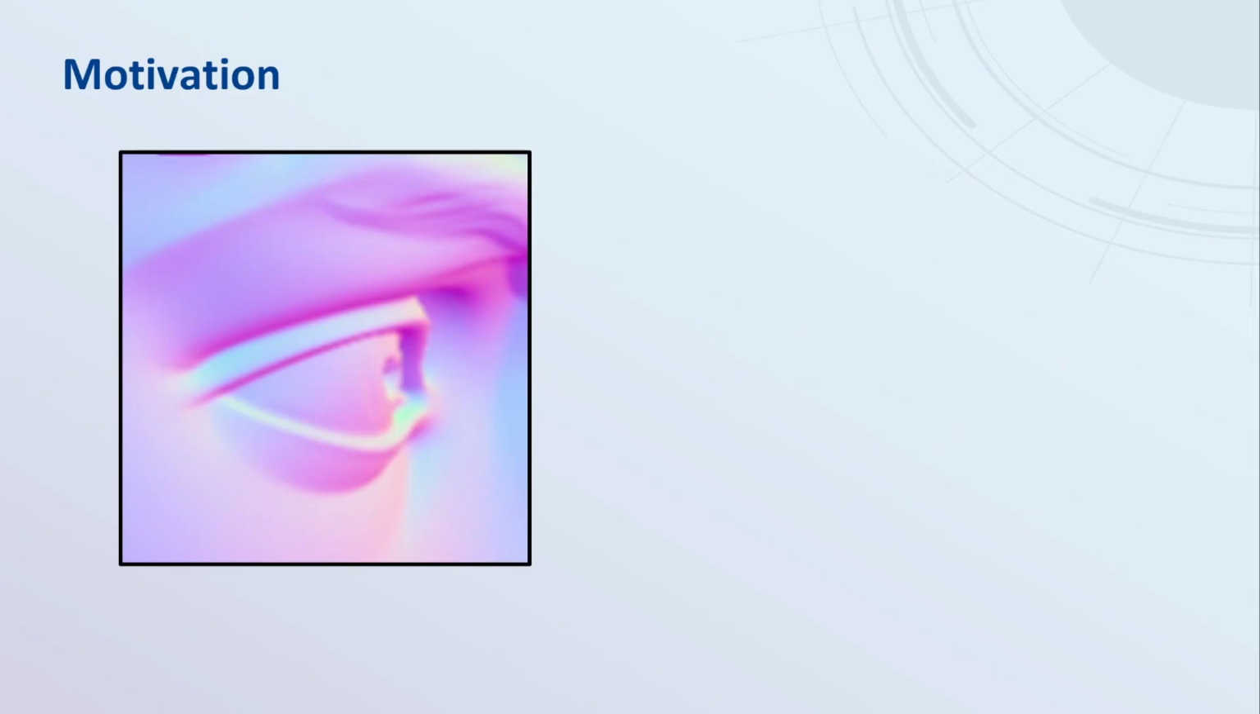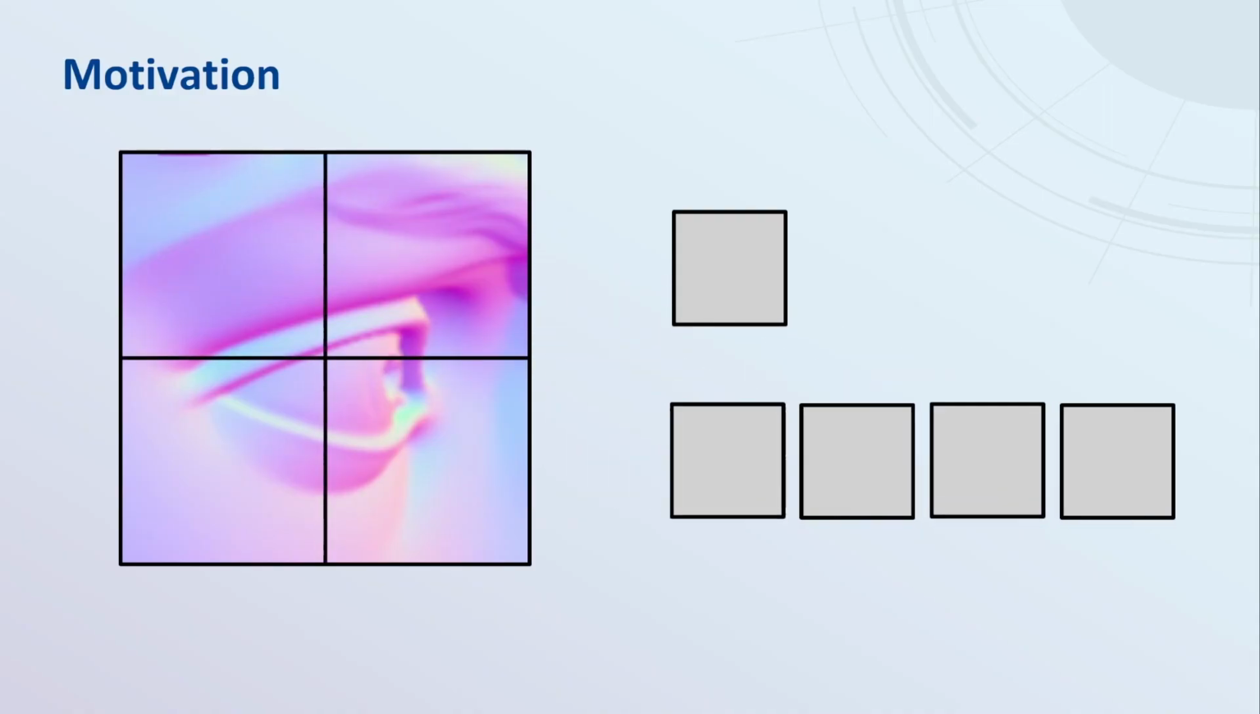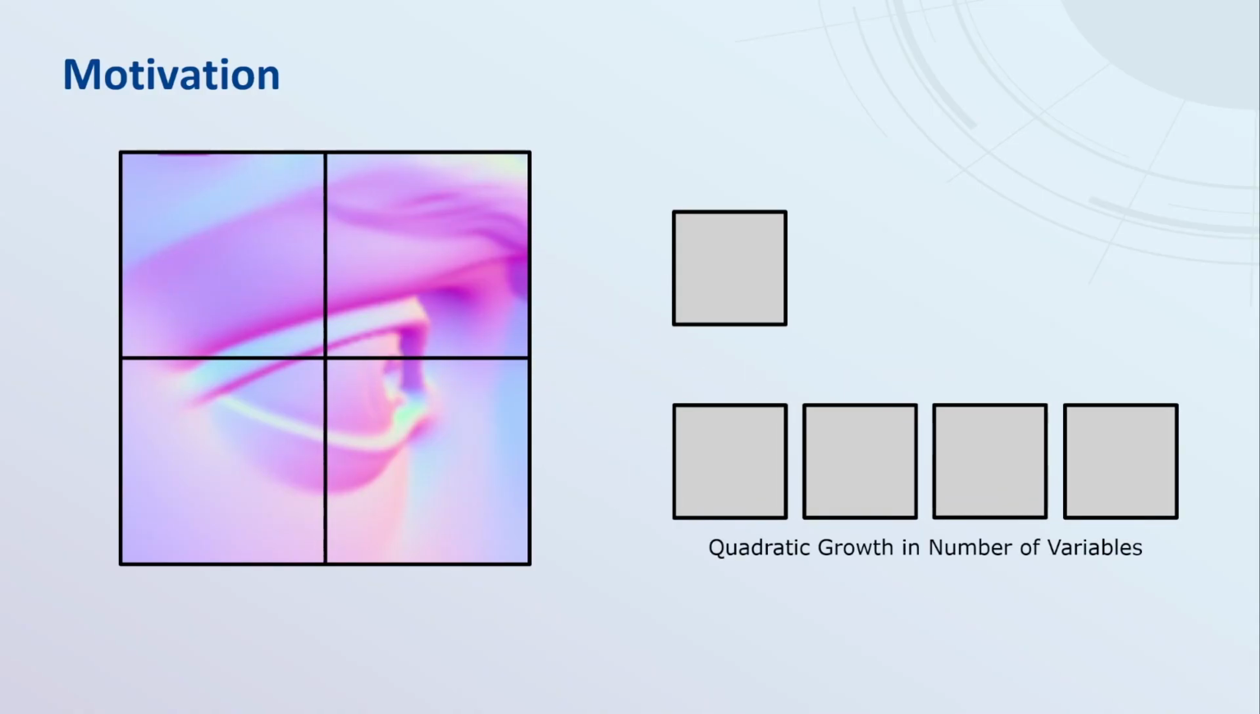Generally speaking, to resolve structures half the size, both image height and width need to be doubled. This quadratic growth in the number of variables has a significant impact on the runtime of normal integration and makes regular pixel grids an increasingly inefficient geometric representation.